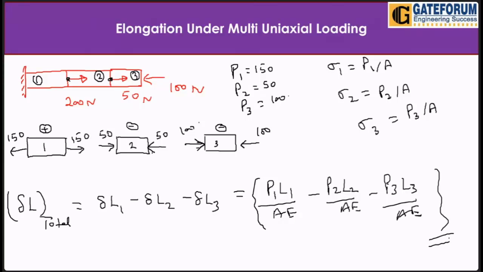So many questions, so many PYQs, previous year GATE questions from this topic, so many from multi-axial loading. So always get the value of load for the different individual portions and then write delta L total, and you will get your answer very simply. Here also is multi-axial loading: series and parallel bars, very simple.